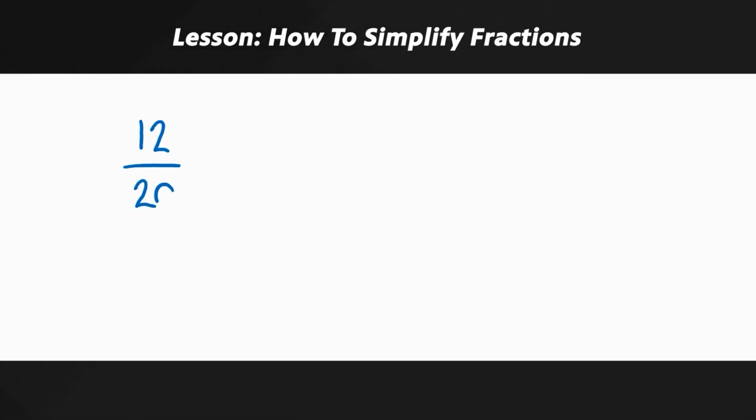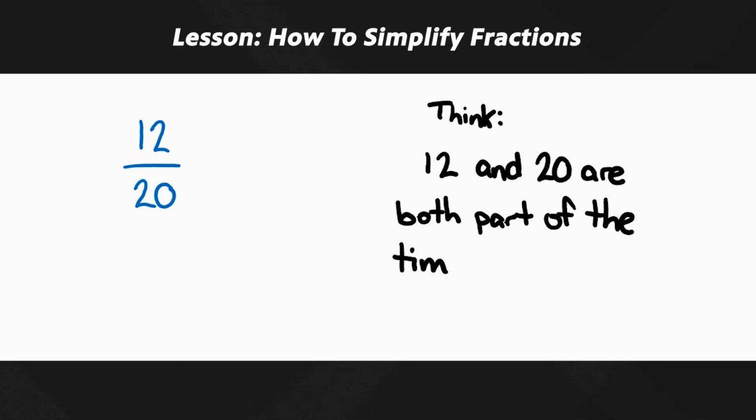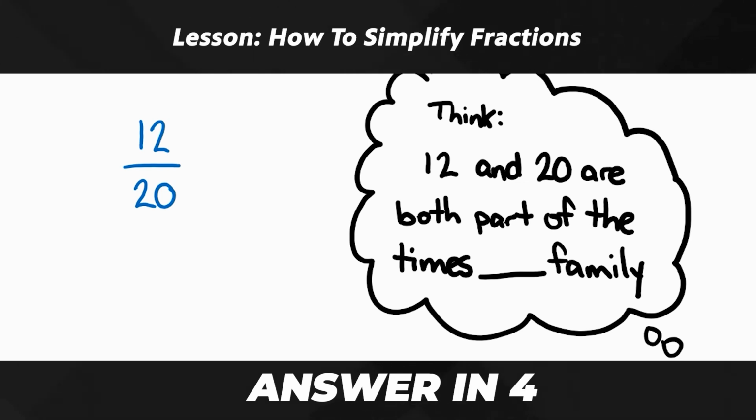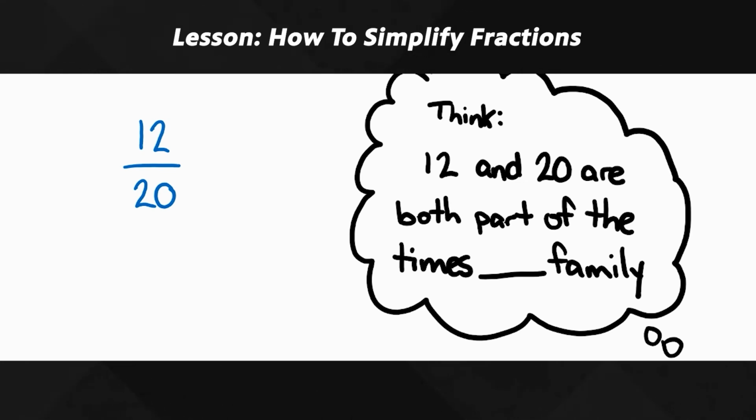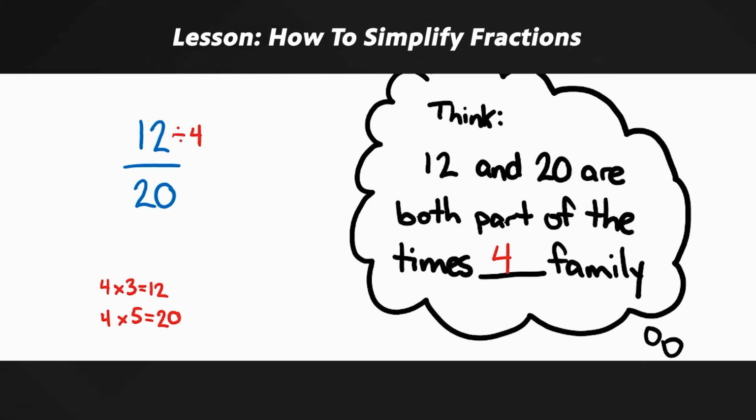Let's do one more example together. Here's 12 over 20. Okay, let's think about 12 and 20. They're both part of the times what family. Now this time I want you to pause the video here if you're doing it with me, and then we'll see if you're right. The biggest number that 12 and 20 are both part of that times family is 4. 4 times 3 equals 12, and 4 times 5 equals 20. So if I divided 12 by 4 and 20 by 4, I now have the fraction in simplest form, which is 3/5. And that's a quick shortcut on how to simplify fractions.